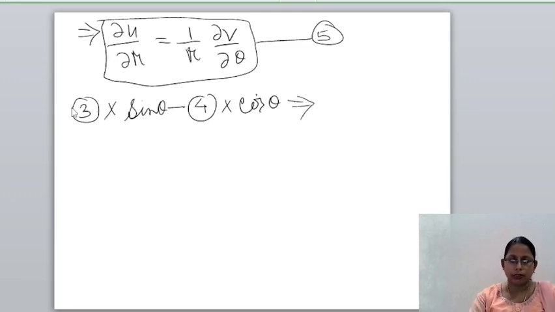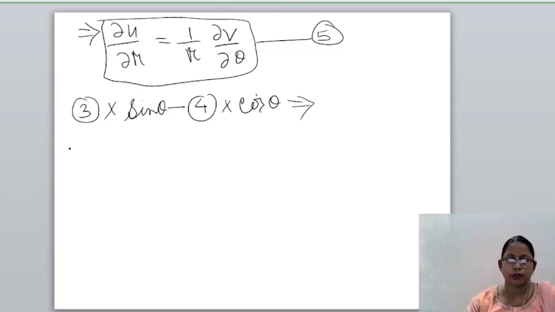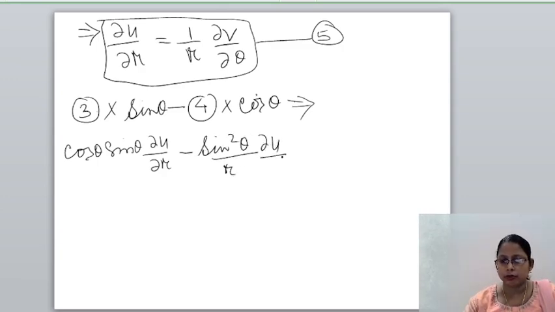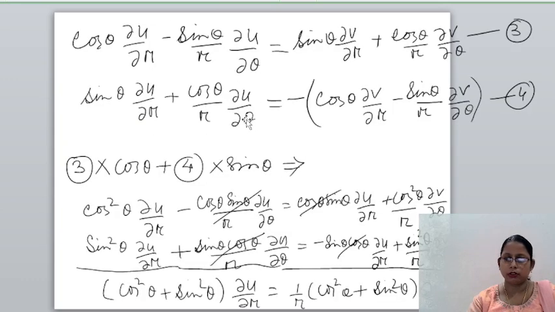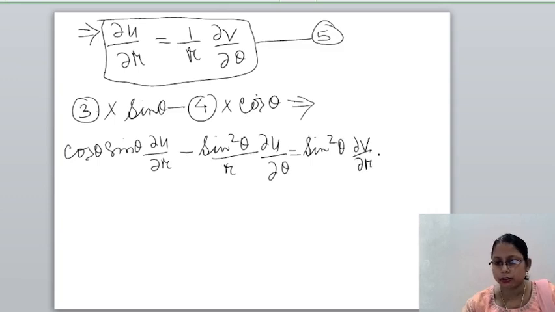We will get, when we multiply 3 with sine theta, cos theta sine theta del u by del r minus sine square theta by r del u by del theta, which is equal to sine square theta del v by del r plus sine theta cos theta del v by del theta.